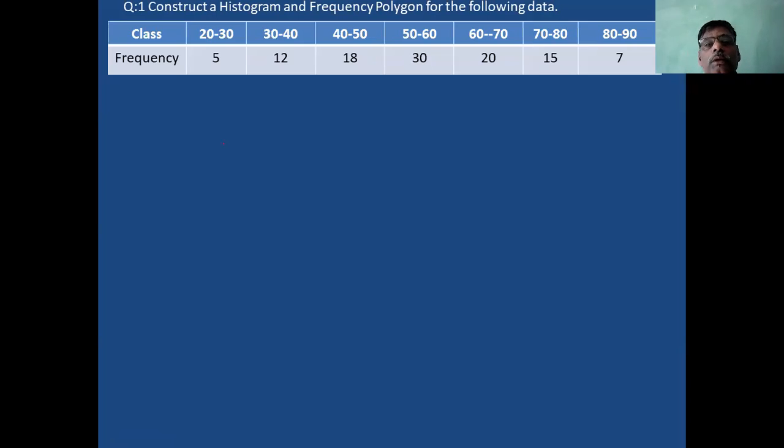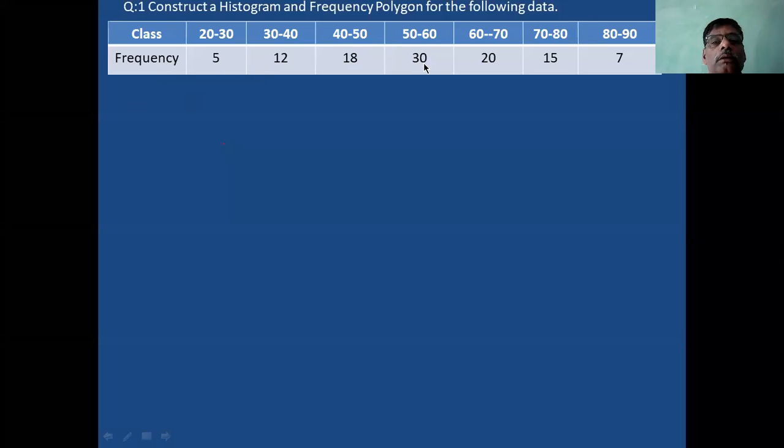On the basis of this, you have to draw the histogram first, and then you prepare the frequency polygon. Two points are asked. This question was asked in your previous exam, third semester, in the Rani Channamma University.